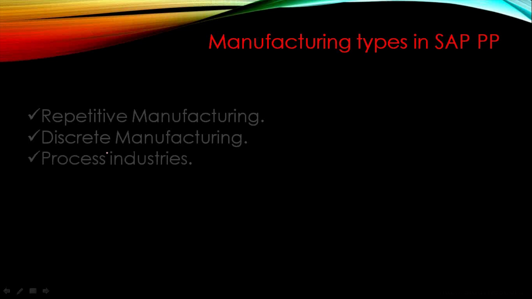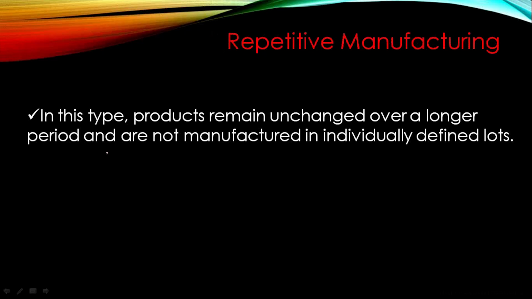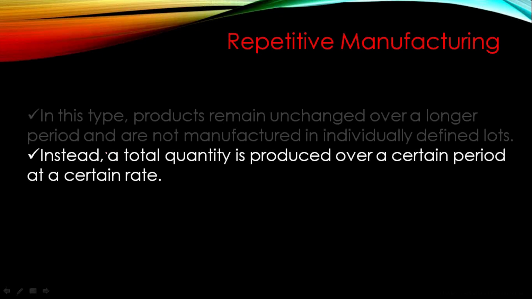Repetitive manufacturing is a type of manufacturing in which products remain unchanged over a longer period and are not manufactured in individual defined lots. That means continuous production is going on for a specific product. There is no stoppage, no lot size, no fixed quantity, no changes, only constant production of one particular material over a long period of time. As the name says, repetitive means repeat. Instead, a total quantity is produced over a certain period at a certain rate.